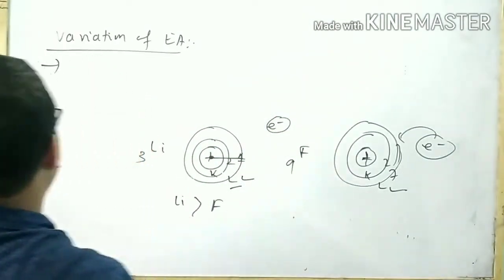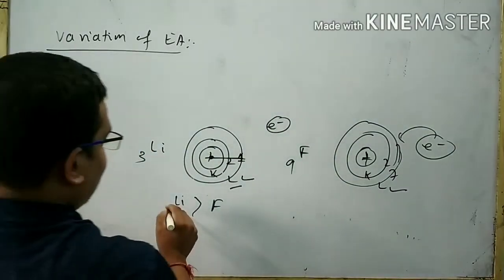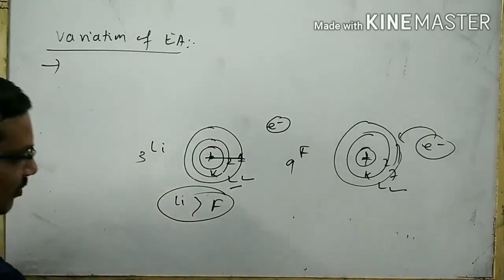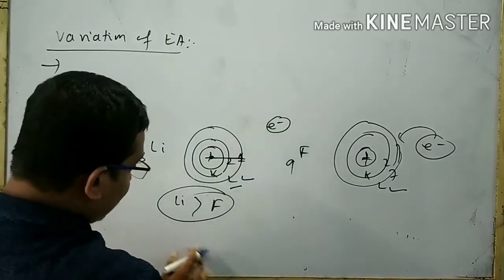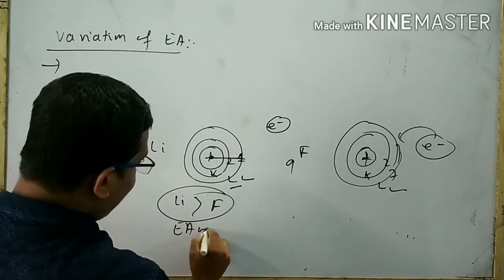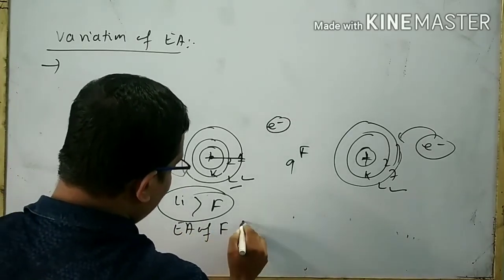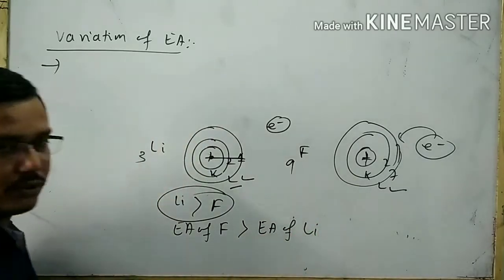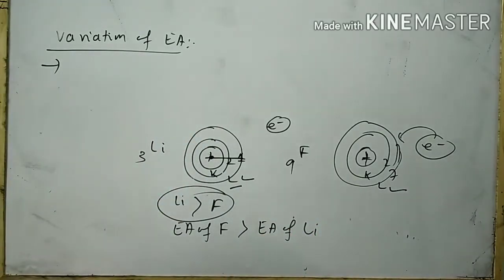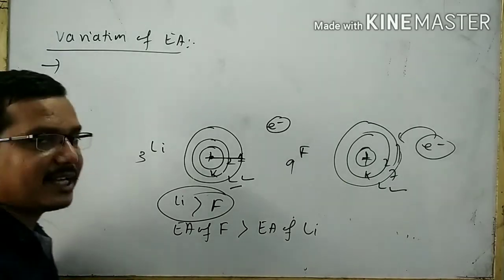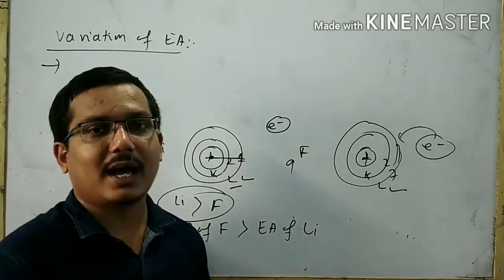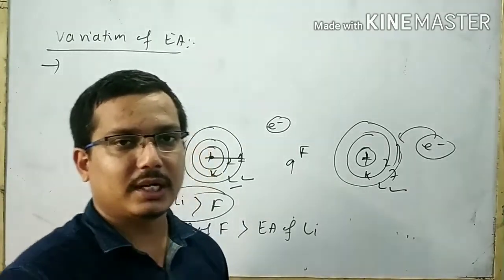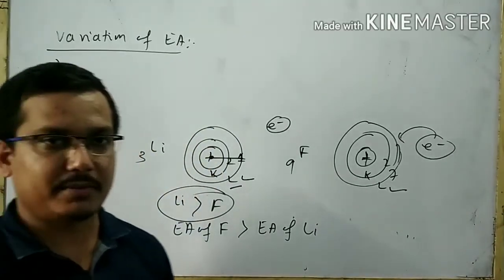So we can think that the atomic radius of lithium is greater than fluorine. So the electron affinity of fluorine is more than the electron affinity of lithium due to the atomic size. The more the atomic size, the less the effective nuclear charge on the added electron. As a result, the less the electron affinity.